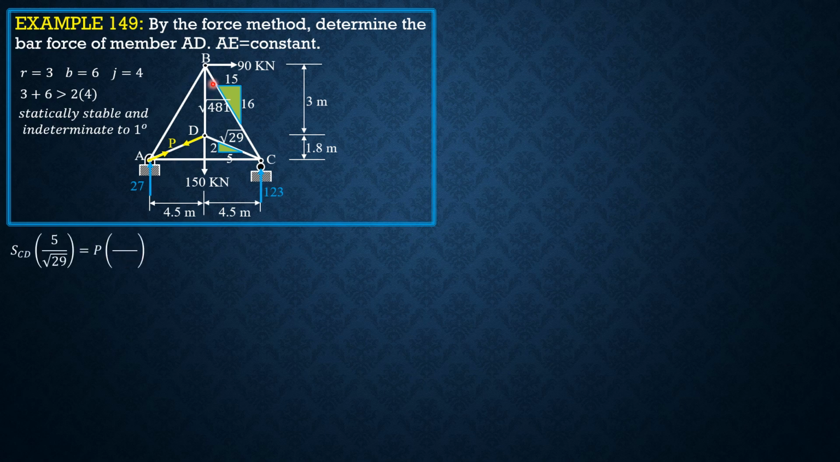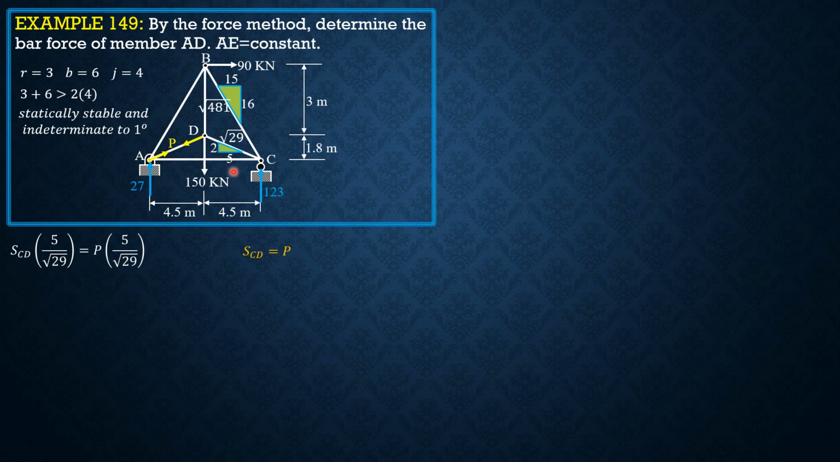So beginning with joint D, summation of forces horizontal equals 0. So SCD times 5 over square root of 29 equals the horizontal component of P, also 5 over square root of 29, although it is obvious that they are equal. So SCD is equal to P.